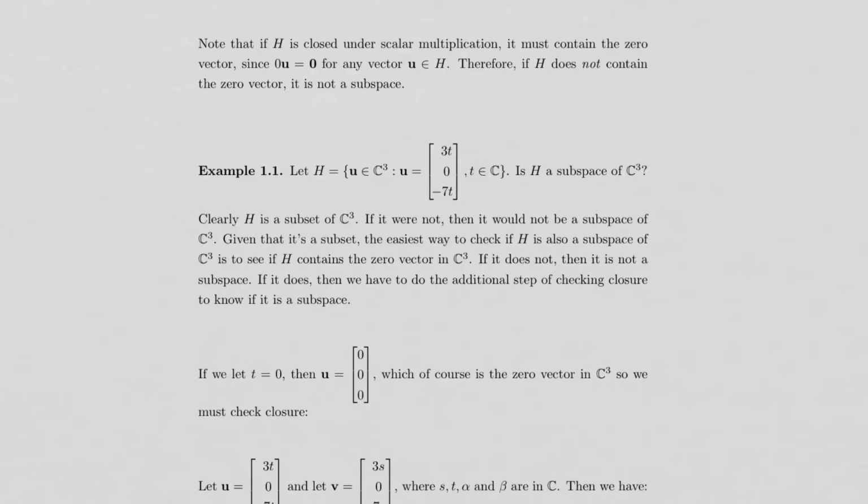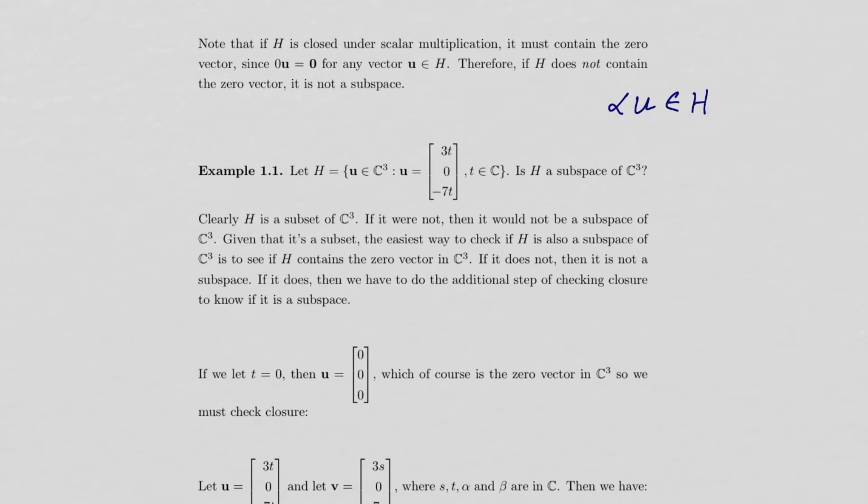Something that's really useful when we are given a subset and we're trying to decide if it's a subspace is to focus on the zero vector. Since 0 times u, the scalar 0 times a vector u, is equal to the zero vector for any vector in any vector space, if H does not contain the zero vector, it can't be a subspace because it is not closed under scalar multiplication. So remember, closure under scalar multiplication means if I take any scalar, say alpha, multiply it by any vector in H, that vector, alpha times u, has to be in H.